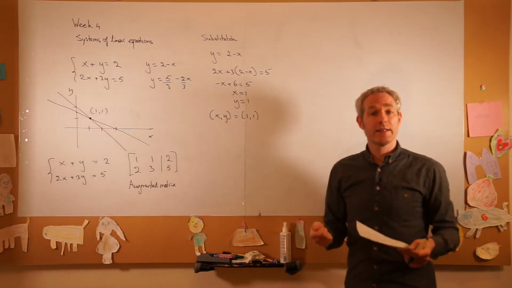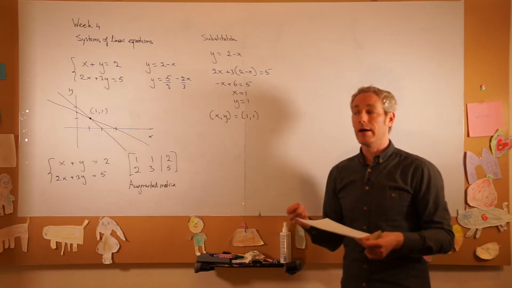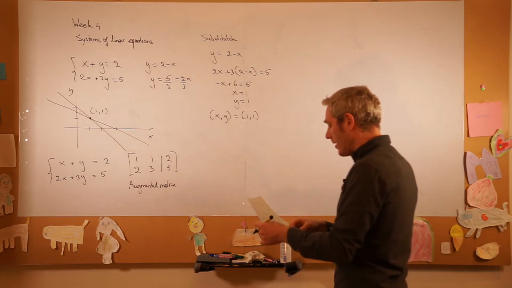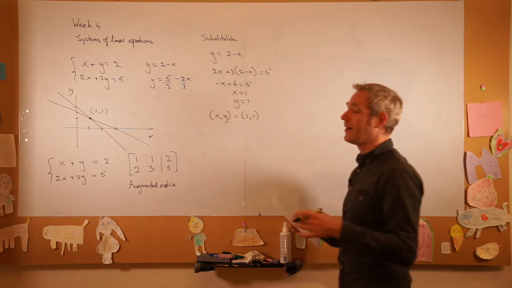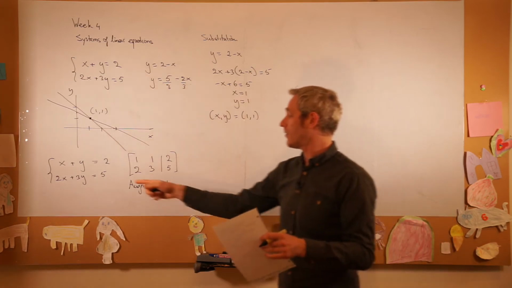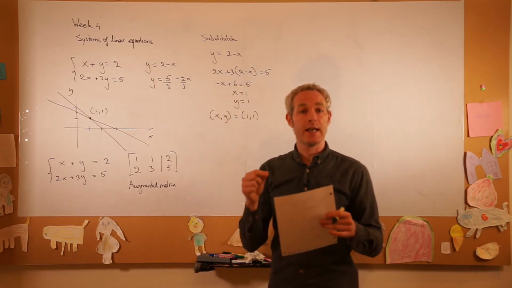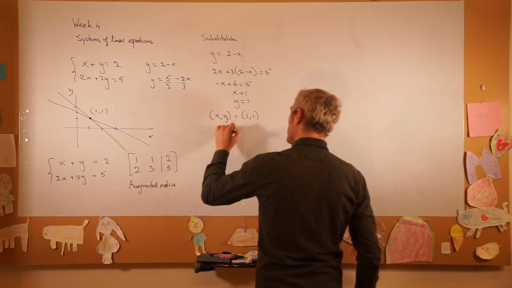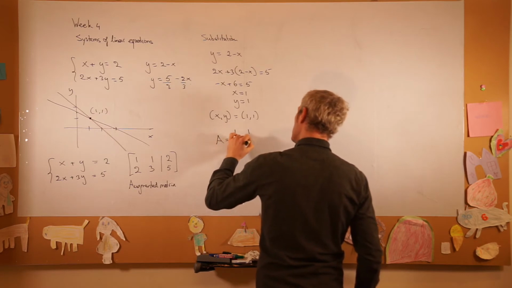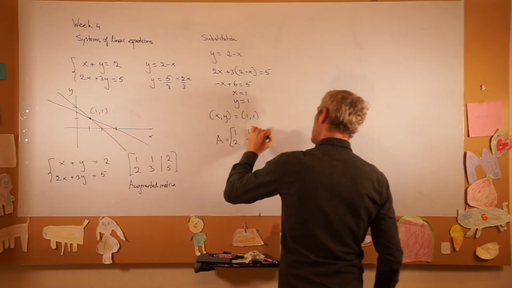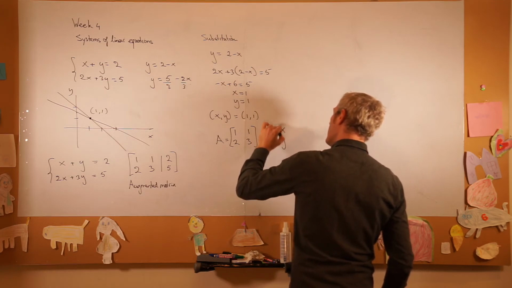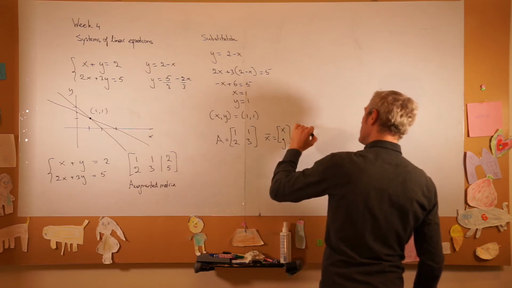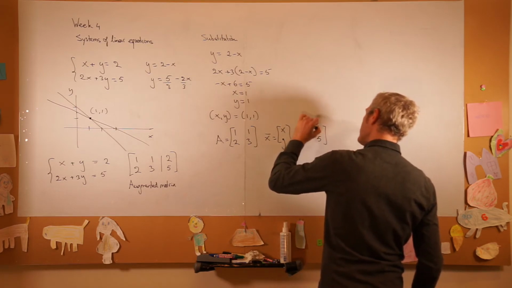Now, could we have done this in a different way using what we know from matrices and their inverse? Well, yes. Let's rewrite this system in the form that it is no longer a set of equations, but it is a matrix equation. Let's take the matrix A is equal to 1, 1, 2, 3. Let's take the vector x to be x, y. And let's take the vector b to be 2, 5.